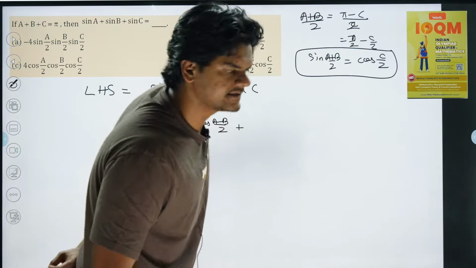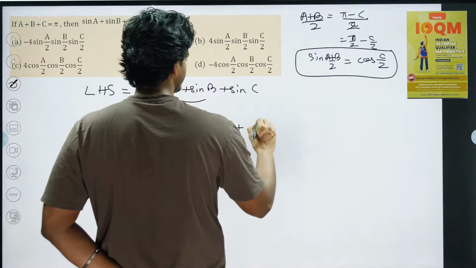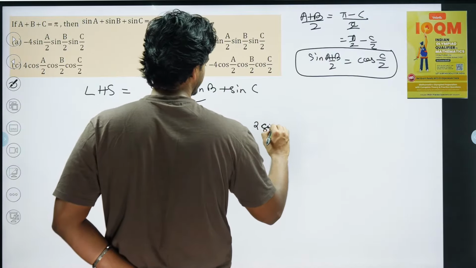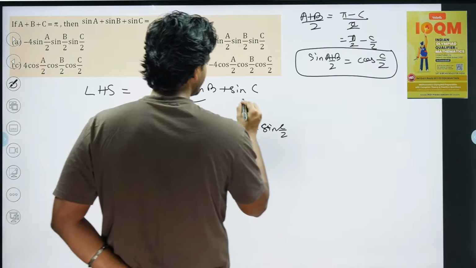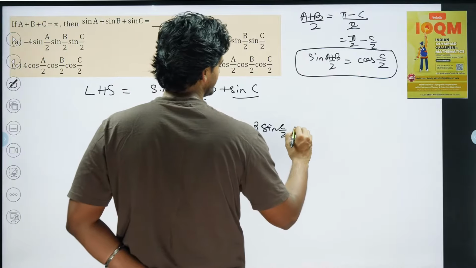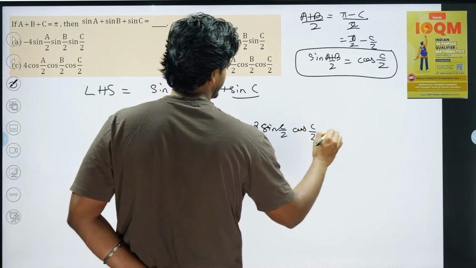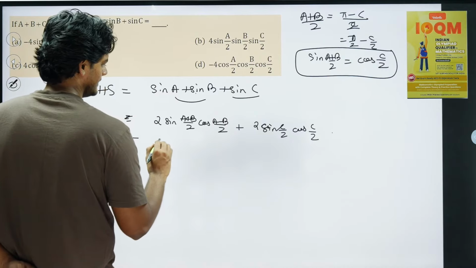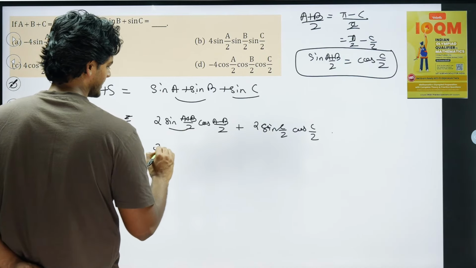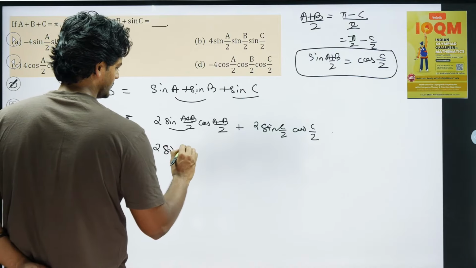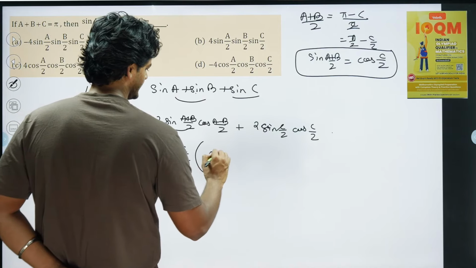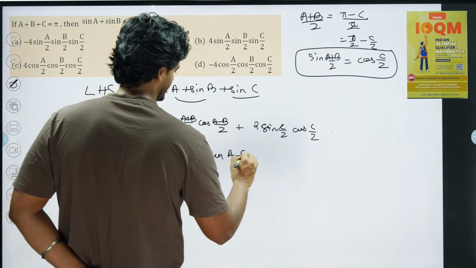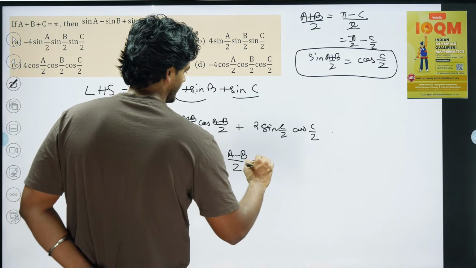These are all conditional identities. This is for those who have not seen this before. I can write this sin C as 2 sin(C/2) cos(C/2). You have to prove this at least once in your life. So I can take 2 cos(C/2) common, and this will be cos((A minus B)/2).